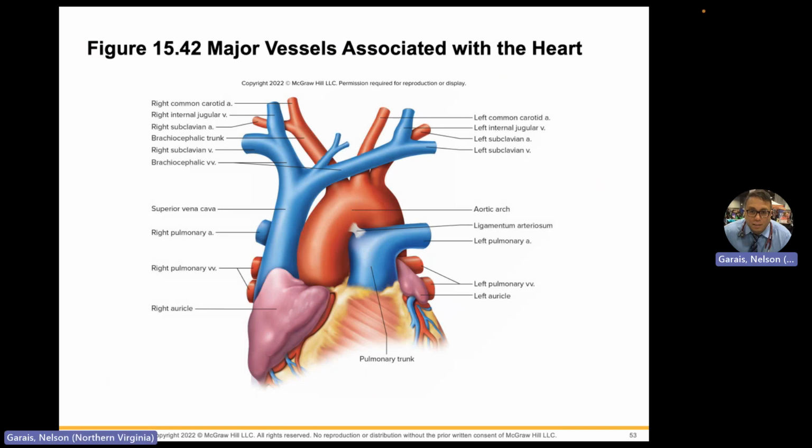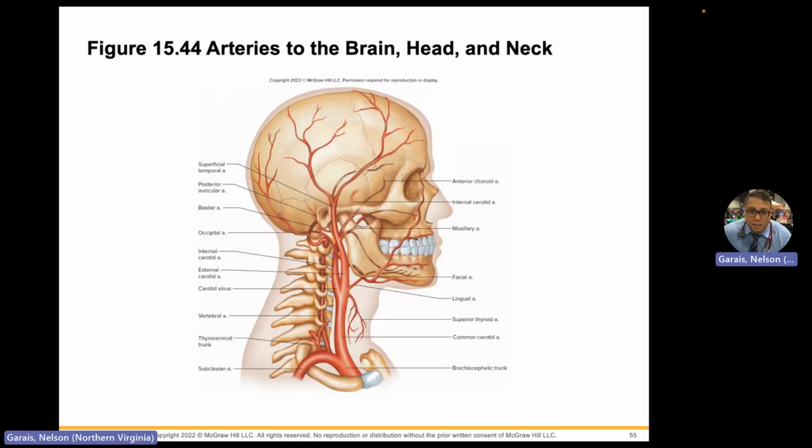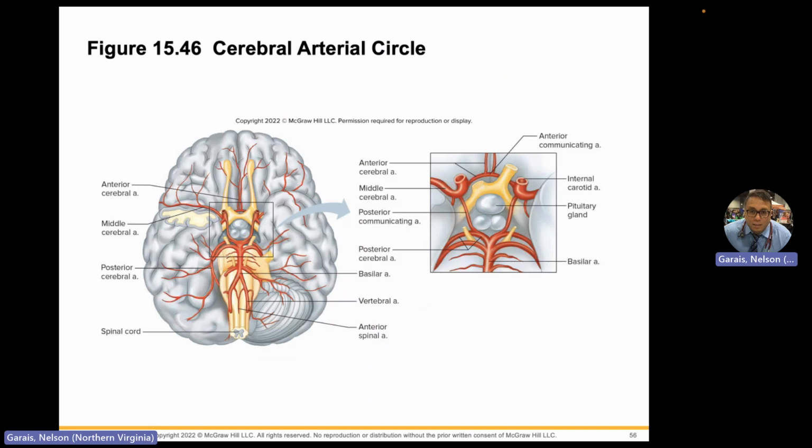The rest are some major arteries and veins in the system, and you don't have to memorize any of these unless specifically mentioned in class. So that concludes chapter 15.